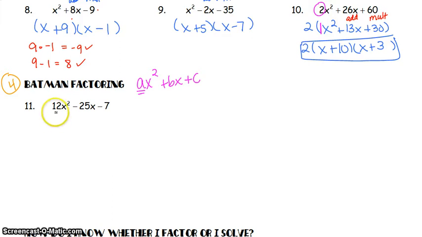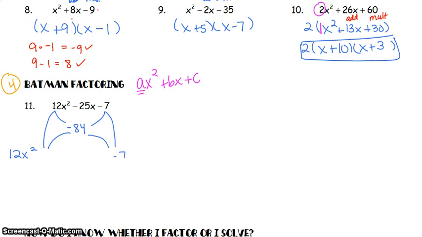So we check for GCF, unfortunately not. We multiply the first number and the last number. 12 times the negative 7, we've got negative 84. Pull down your first term of 12x squared. Pull down your last term of a negative 7. And then let's make our picture a little bit prettier so you can see the Batman wings.